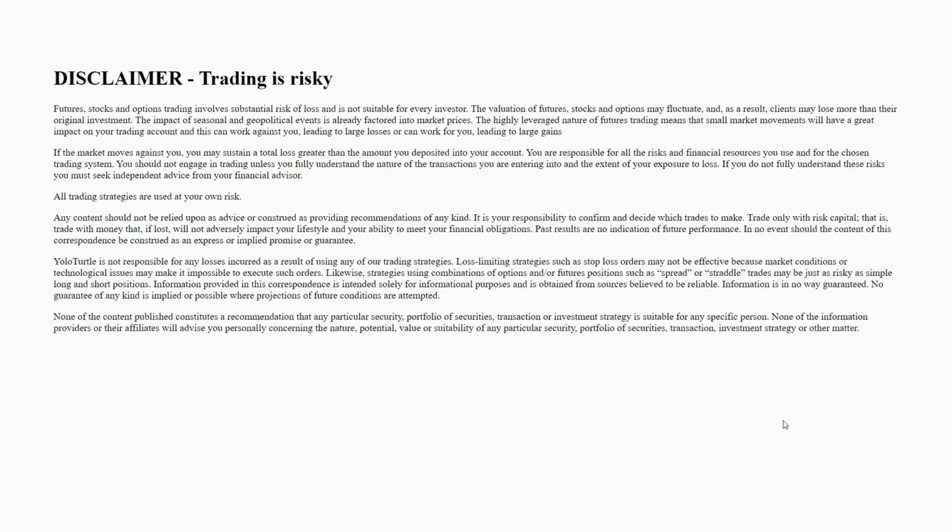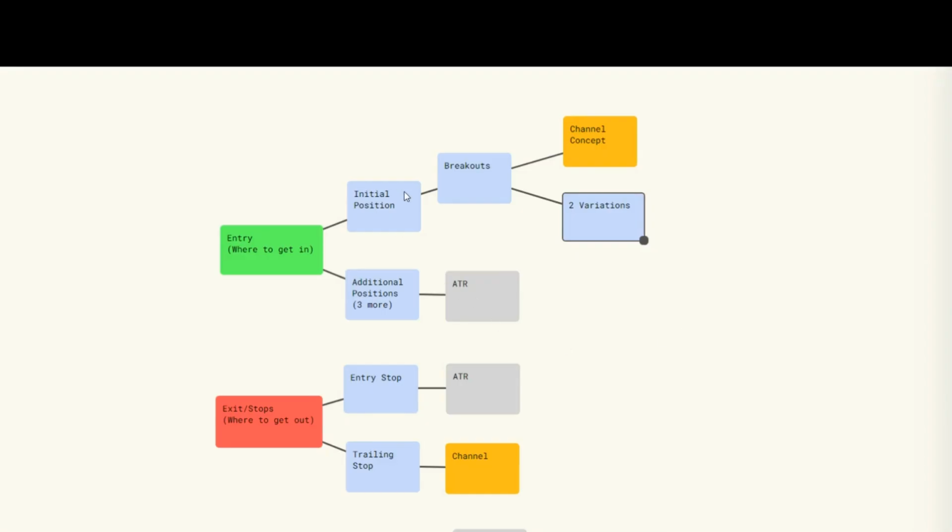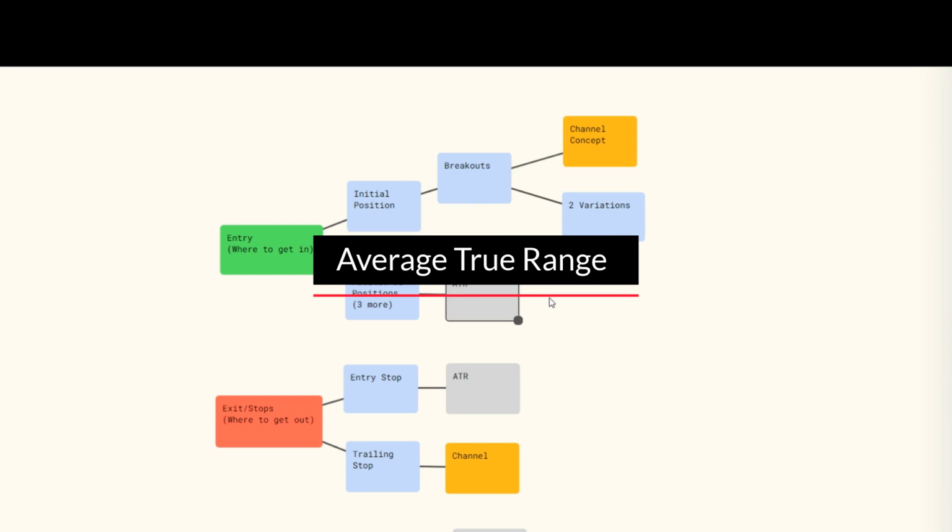Alright, let's get started. So, you've seen how you got into the initial position using the channel and using the breakouts of the 55 and the 20 day. Now, how do you add more positions? In order to add more positions, we need to look at the ATR, or the average true range.